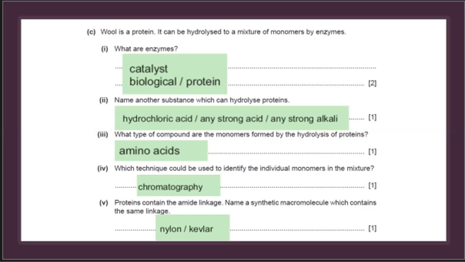What technique could be used to identify the individual monomers in the mixture? You could use chromatography, right? And that's something we'll get to when we talk about the different types of tests that we do in chemistry.